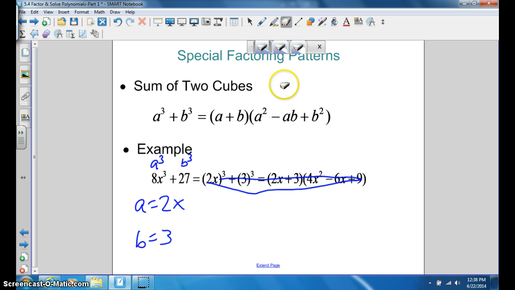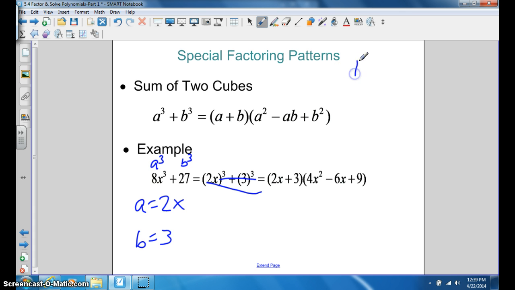So now we can take a look at this here, and we see that we have a plus b. Well, a is 2x, b is 3. So we have 2x plus 3 times a squared, which is 4x squared, minus ab, so 2x times 3 is 6x, plus b squared, which is 3 squared, which is 9.